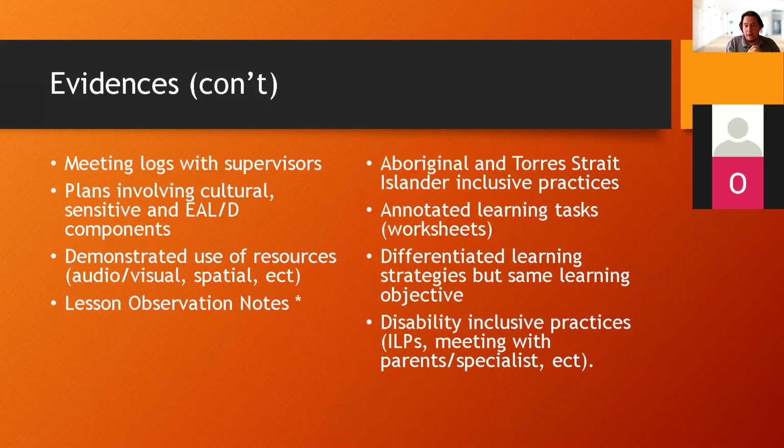You can do annotated learning tasks such as worksheets. However, I'm not saying that you should reinvent the wheel and make your own worksheets, but I am saying that unless you can tie your specific lesson into that worksheet to demonstrate a learning outcome, it's always best to just make sure that you're choosing worksheets that are differentiated.